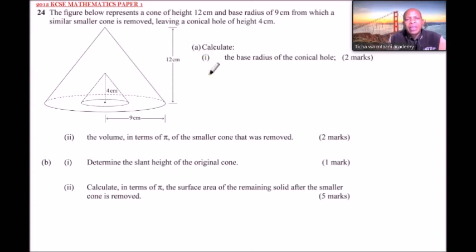So calculate A, Roman number 1, the base of the conical hole. That is the radius of the base of the small cone. Roman number 2, the volume in terms of pi of the smaller cone that was removed. There you get 2 marks. B, Roman number 1, determine the slant height of the original cone. You get 1 mark. Roman number 2, calculate in terms of pi the surface area of the remaining solid after the smaller cone was removed. There you get 5 marks.